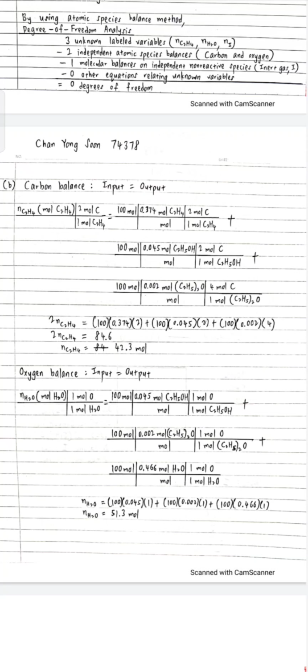Next, same way is used to perform oxygen atomic balance. The input is unknown number of mole of water multiplied by 1 mole of oxygen in 1 mole of water, while the output is the summation of the number of mole of oxygen in each compound containing oxygen atom, which can be produced by multiplying their respective mole fraction by 100 mole and number of mole of oxygen atoms present in 1 mole of each compound. Then, the number of mole of water is calculated and its value is 51.3 mole.